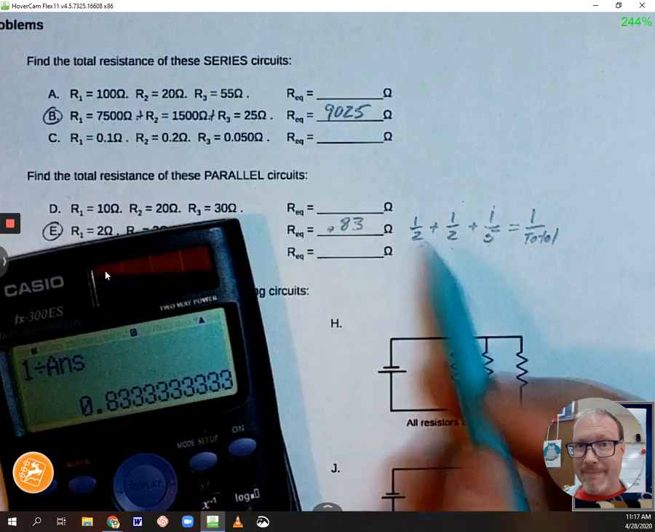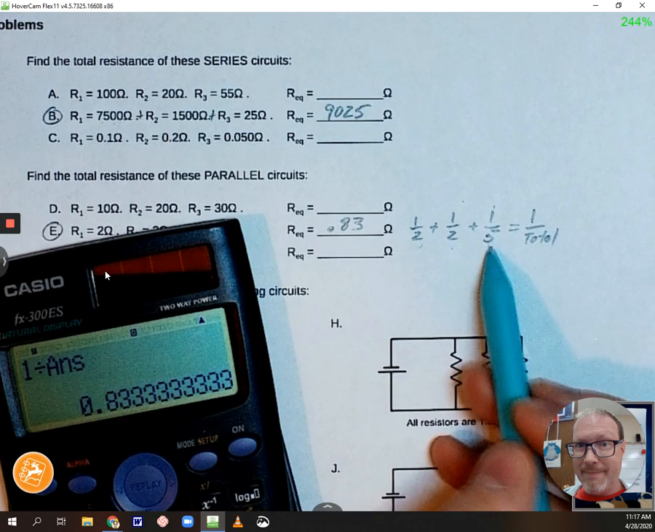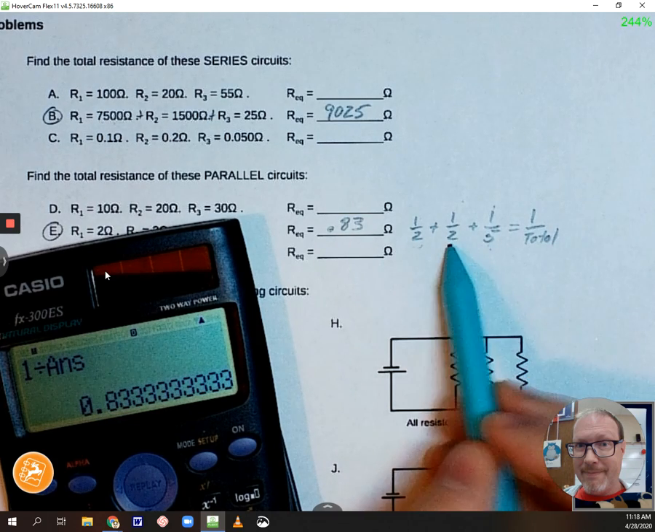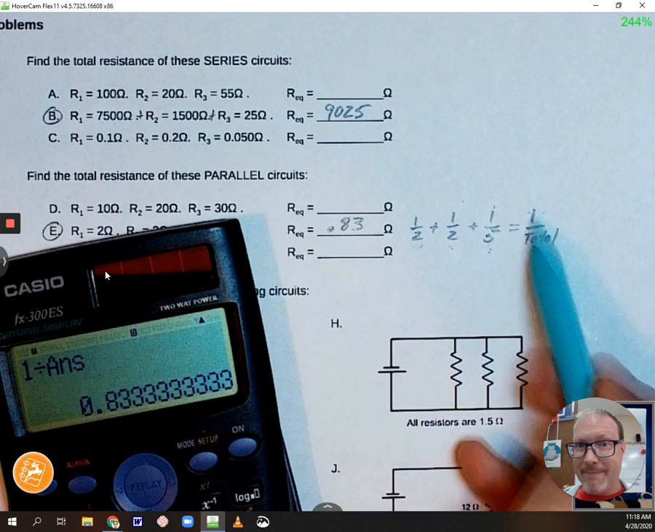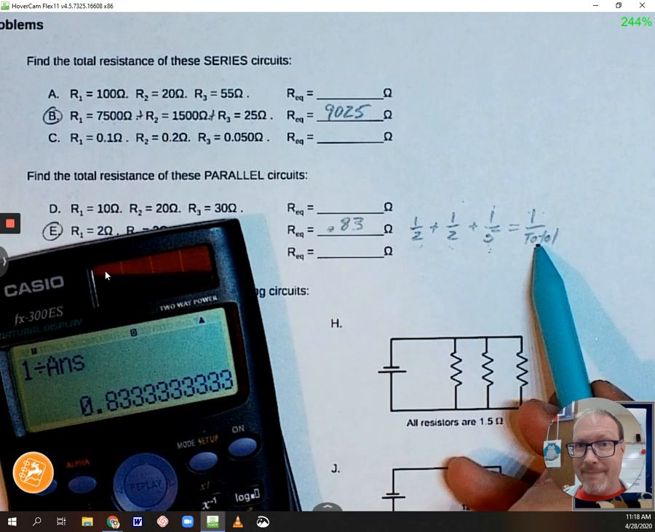And yes, you could probably do the same thing. If you happen to know what these are as decimals, you could go 0.5 plus 0.5 plus 0.2. And then again, don't forget to take your reciprocal of your answer.